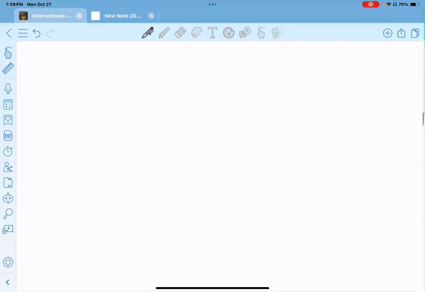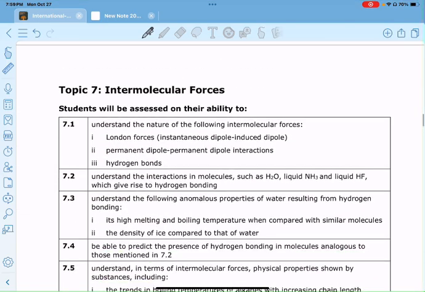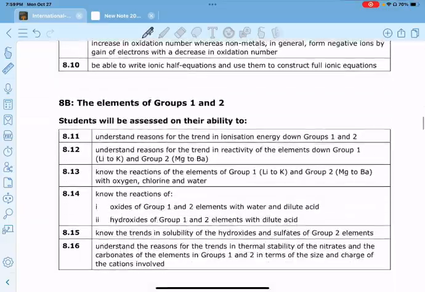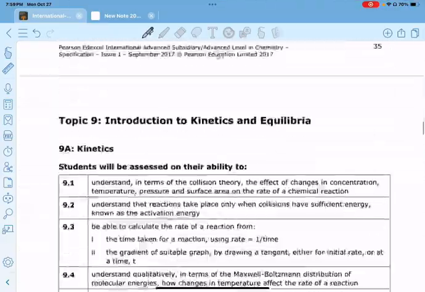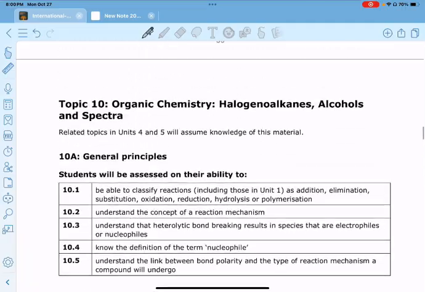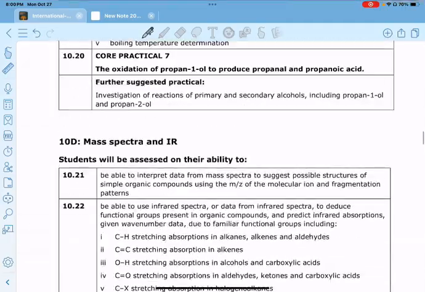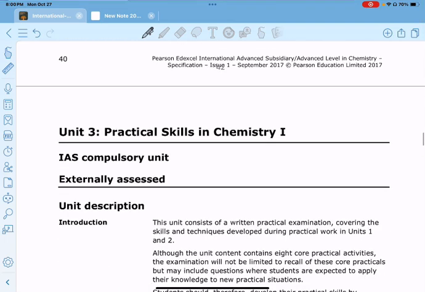In our next video, we're going to look at intermolecular forces as one video, and then redox chemistry in groups 1, 2, and 7 as the next video after that. But chemistry unit 2 is a lot, as we can see here, but we will cover all of this and finish chemistry unit 2, which ends around here, I think. Yeah, it ends here, and then we'll begin unit 3 chemistry.